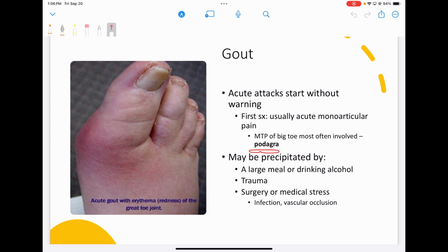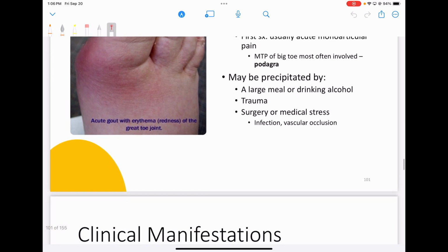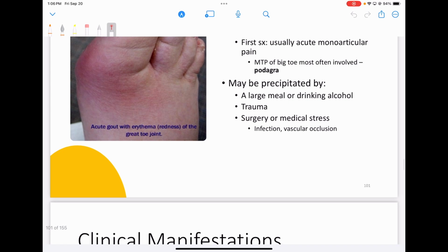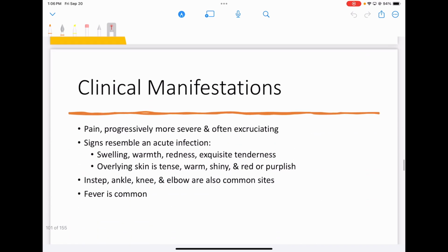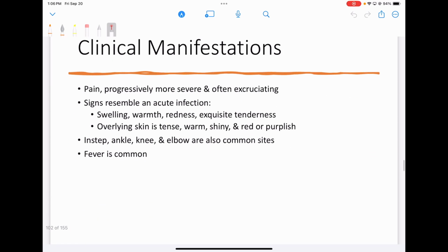So again, the MTP of that big toe, podagra, may be precipitated by a large meal, drinking alcohol, trauma, surgery, or stress. The pain is progressively more severe and very excruciating, to the point where even if the sheet or blanket brushes that toe when they sleep at night, there is immense pain. Very, very painful stuff.